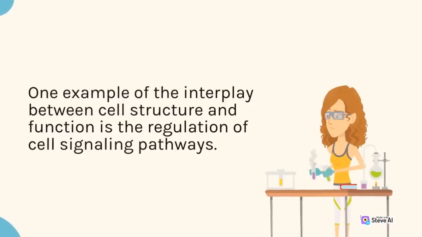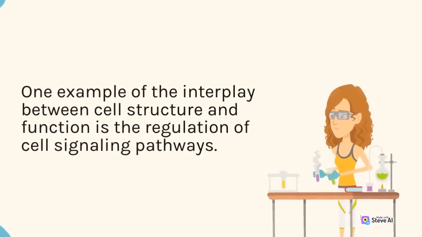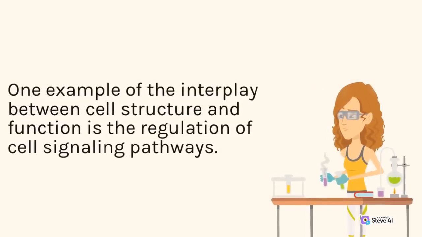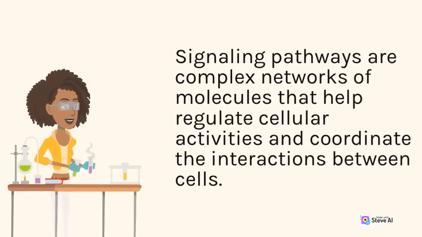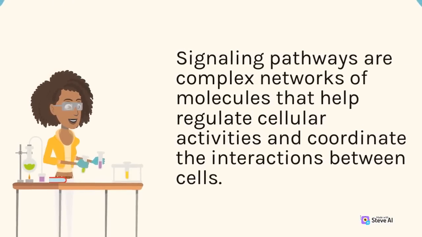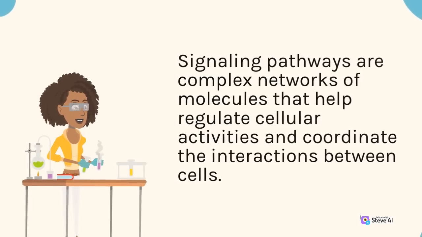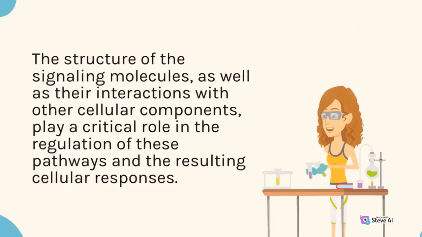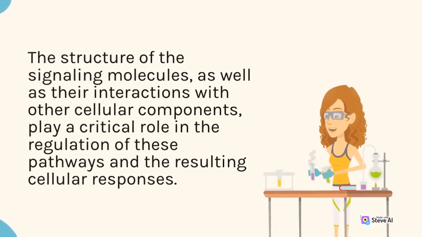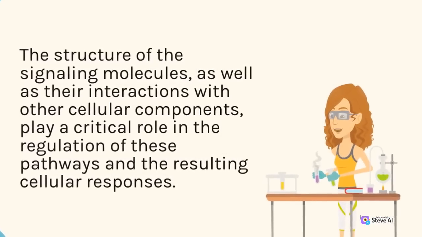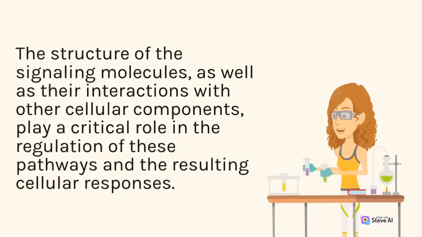One example of the interplay between cell structure and function is the regulation of cell signaling pathways. Signaling pathways are complex networks of molecules that help regulate cellular activities and coordinate the interactions between cells. The structure of the signaling molecules, as well as their interactions with other cellular components, play a critical role in the regulation of these pathways and the resulting cellular responses.